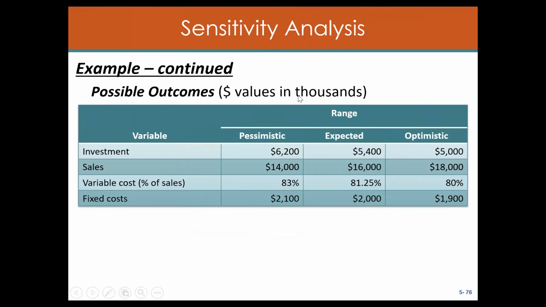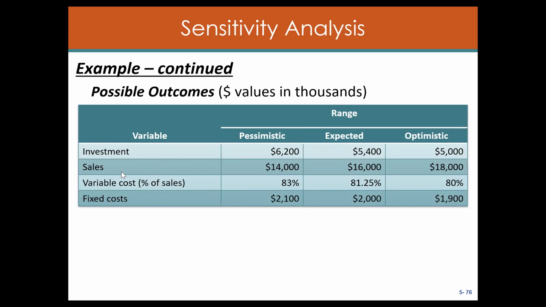So what are the possible outcomes over here? You can give pessimistic, expected, and optimistic. The expected is average, pessimistic is bad scenario, and optimistic is positive scenarios. Pessimistic over here is worst case scenario. I'm investing 6.2 million. Optimistic, best case scenario, I get a good deal. I'm investing 5 million. Average in the middle, I'm investing 5.4 million.